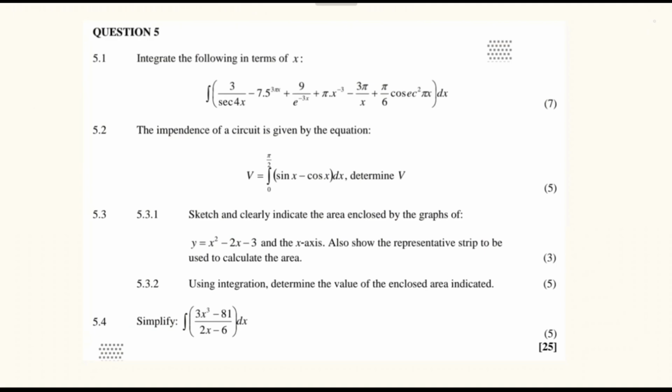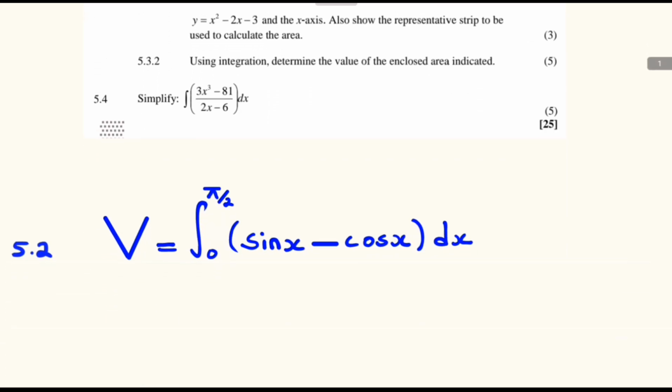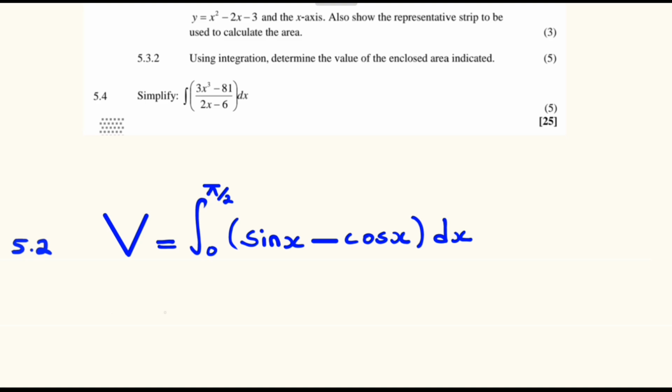Question 5.2, we evaluate the impedance of a circuit given by the equation. So the impedance is just resistance in an AC circuit, and is normally represented by the letter Z, not V. So we just solve this integral. You don't have to know what impedance is for you to evaluate this integral.